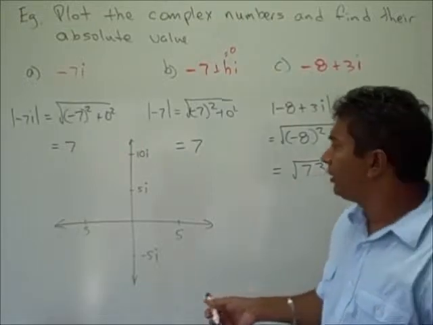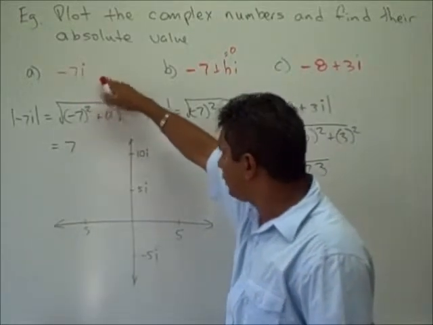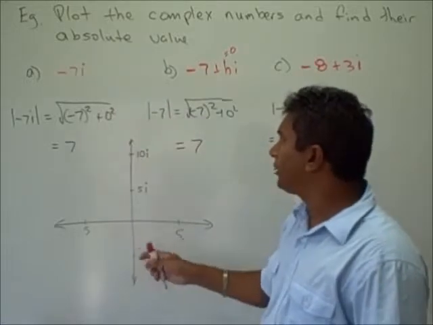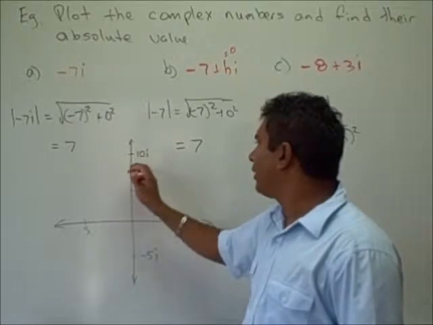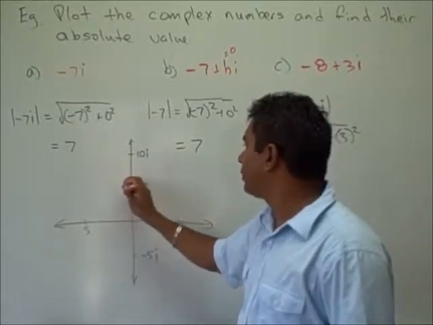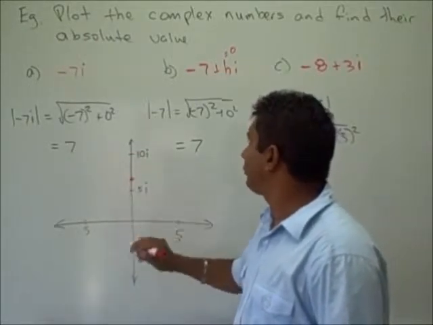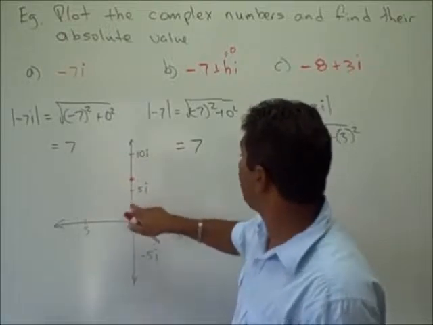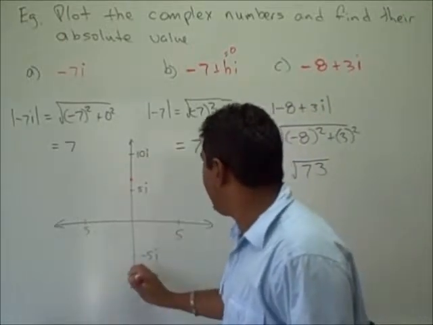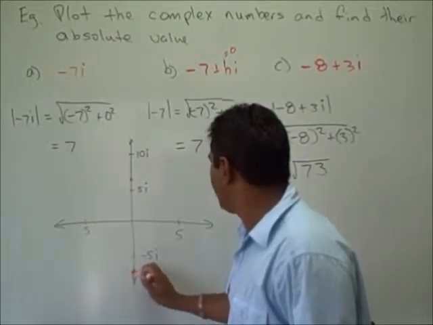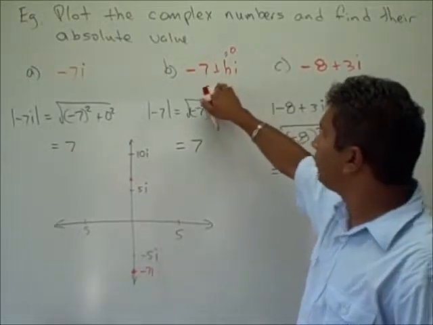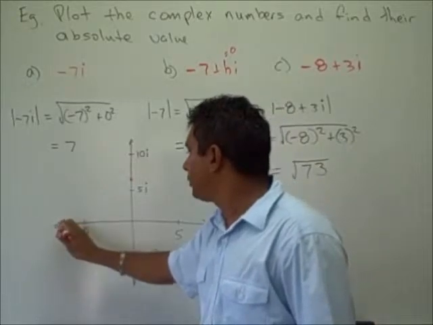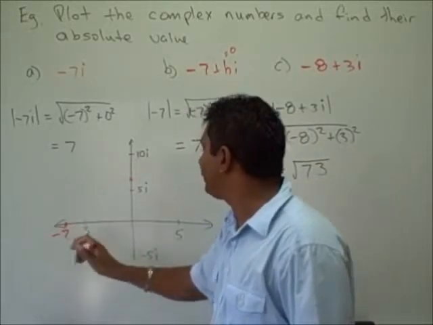Now to plot these, the negative 7i would be on our imaginary axis since there's no real part. So if this is negative 5i and 10i, 7i would be somewhere here. So this is a positive 7, negative, sorry. So negative 7i would be down here. And negative 7 on our real axis would be somewhere over here. So this would be negative 7.